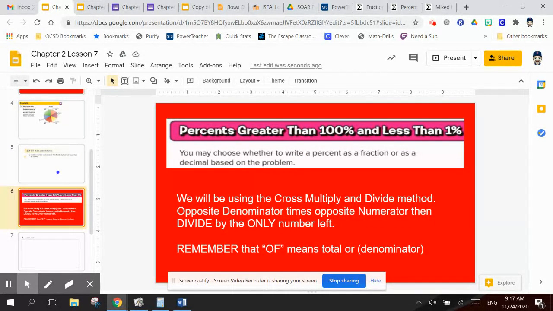Percents greater than 100 or less than 1. Again, we're going to choose whether to write our percent as a fraction or as a decimal based on the problem. Again, we're going to use our cross multiply and divide method. That opposite denominator times the opposite numerator, then divide by the only number left. Remember that of means total or your denominator.